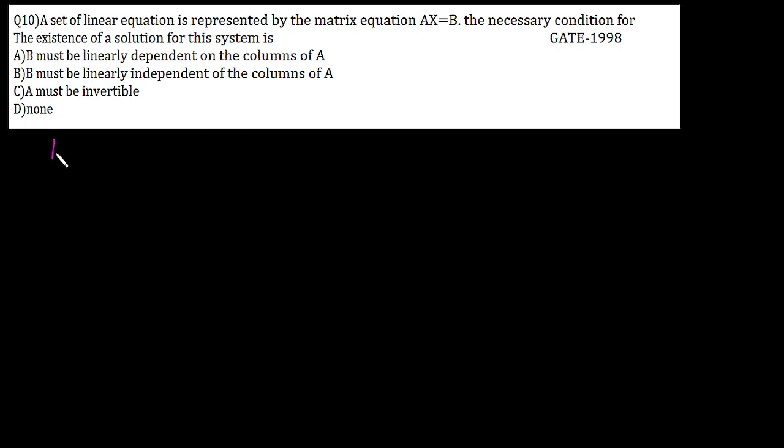Simply, we have a set of linear equations which is represented as Ax = b, and here this A is nothing but our coefficient matrix, and here this x is our variable vector, in the form of some arbitrary vectors, and this b is again the column vector of the right hand side of all the linear equations. So they are asking the necessary condition for the existence of a solution for this system.